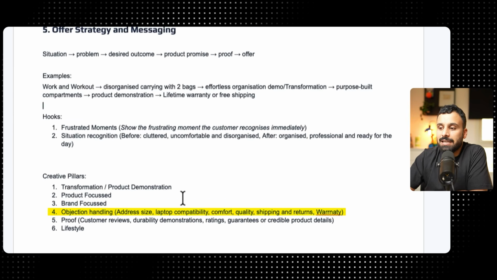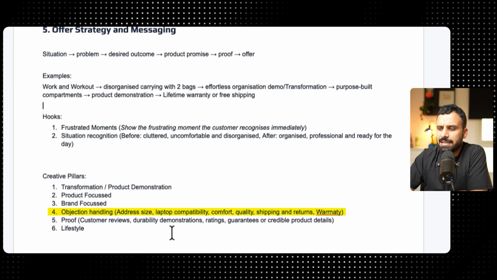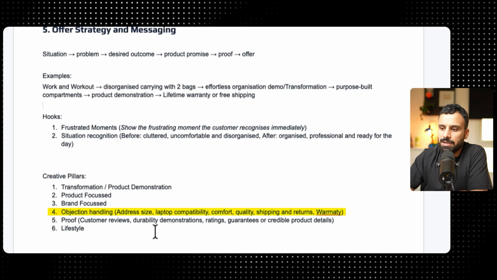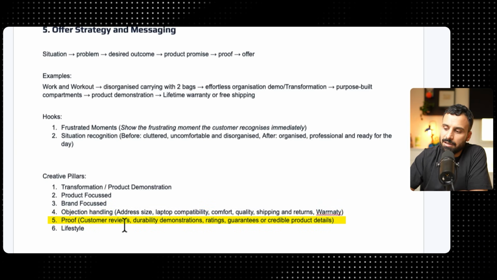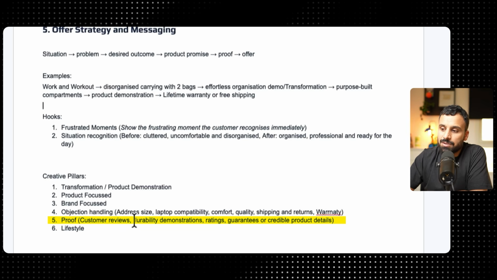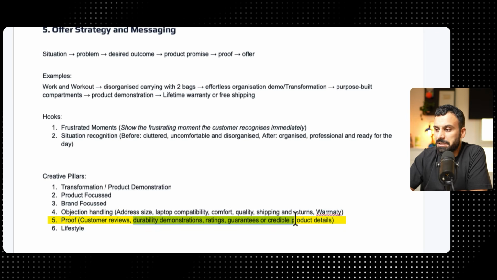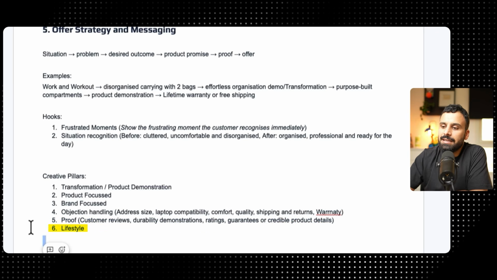And then objection handling is very important, like the size, laptop compatibility, comfort, quality, shipping and returns, warranty, proof, customer reviews, durability demonstrations. We don't have many customer reviews, but we can focus on durability demonstrations, ratings of the material, whatever, guarantees, and then lifestyle.